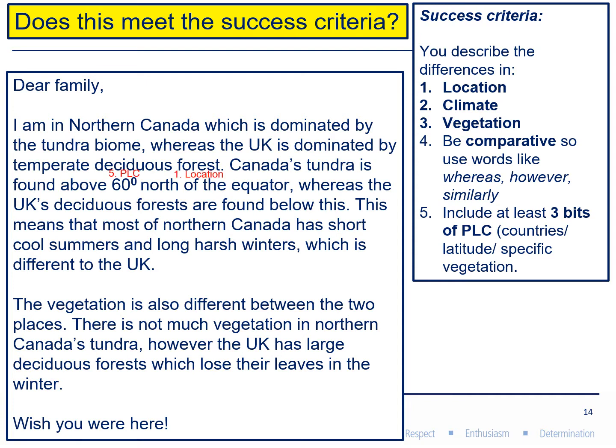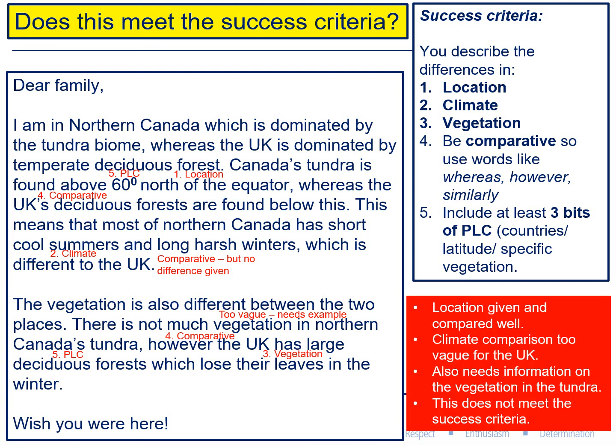Let's go through this again, guys, so you can have a look. There you are, look. The location is given and compared well. The climate comparison is too vague for the UK. Give me some more. What is it like? 4 seasons? Spring, summer, autumn, winter? What happens to it during those seasons? It also needs information on the vegetation in the tundra. What sort of plants do they get in the tundra? So therefore, this does not meet the success criteria.